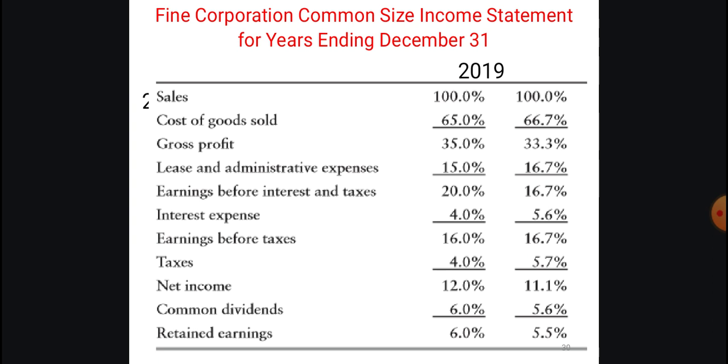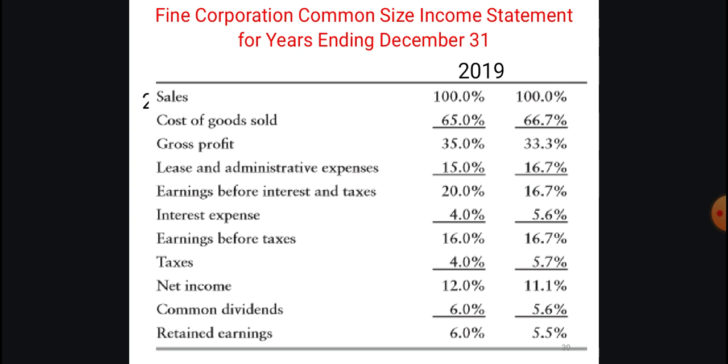So sales, which is total revenue, total sales is considered as a base or as a benchmark, so it is 100%. Therefore, cost of sale, or the cost that we incur in order to acquire the commodities to be sold, is 66.7% in 2018 and 65% of the total sales in 2019. And in the same way, the difference between the sales and the cost of goods sold is gross profit.